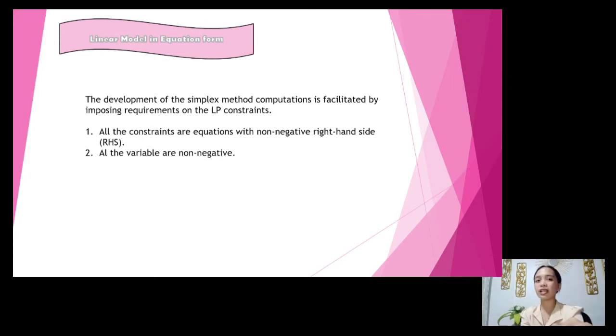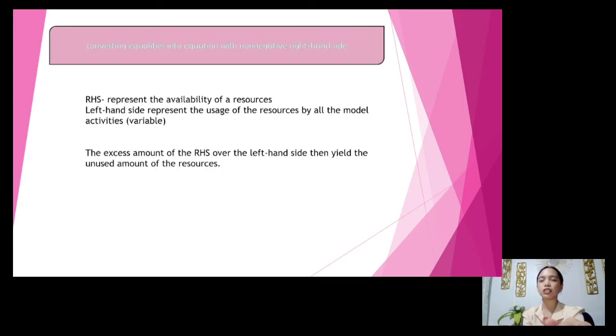Our second requirement is that all the variables are non-negative. Next is converting inequalities into equations with a non-negative right-hand side. RHS represents the availability of our resources. The left-hand side represents the usage of the resources by all the model activities or variables. Next, the excess amount of the RHS over the left-hand side yields the unused amount of the resources.